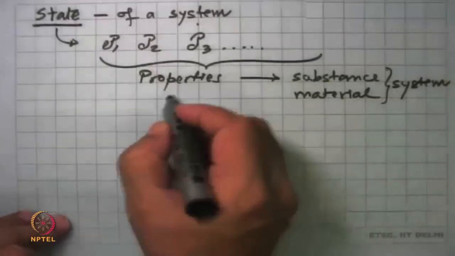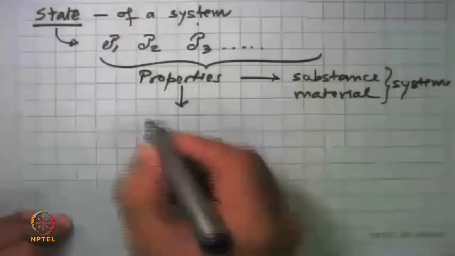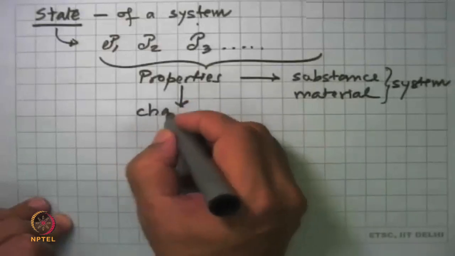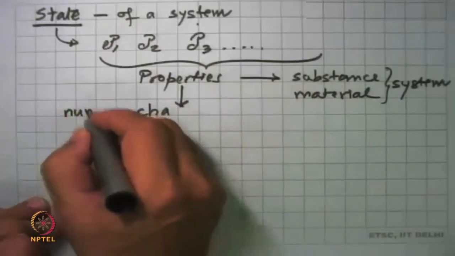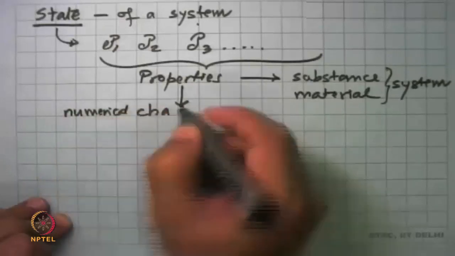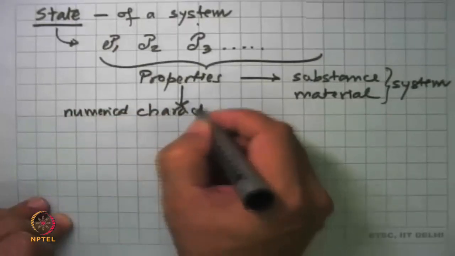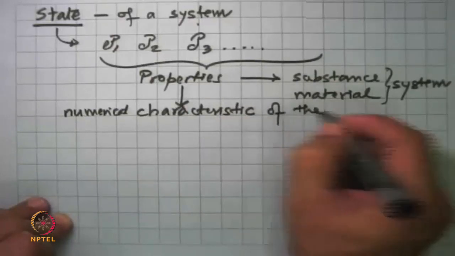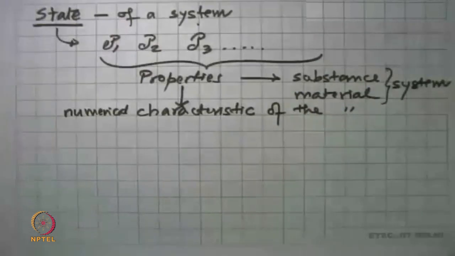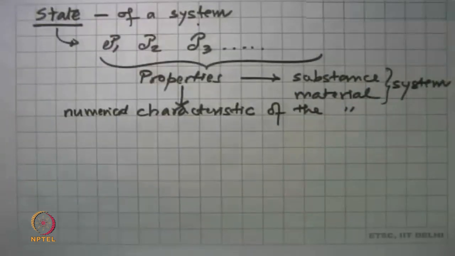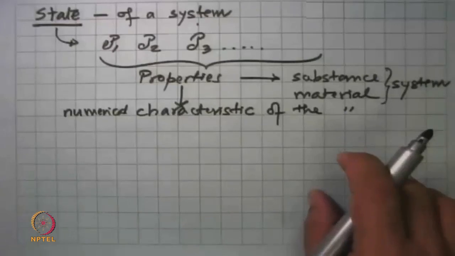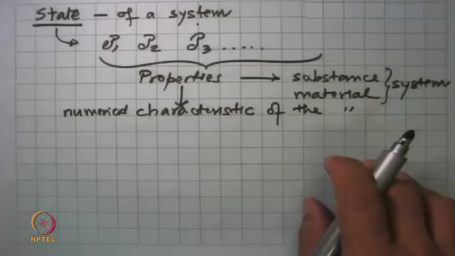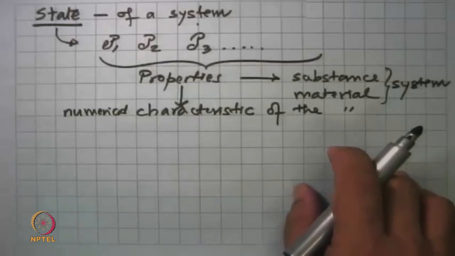So let's first define what is a property. This is a characterization, a numerical characterization, value based. A numerical characteristic of the substance. That means if we define that there is something, can I put a number on it? And if the answer to that is yes, then you say, okay, I call this a property and I'll put this number on it.